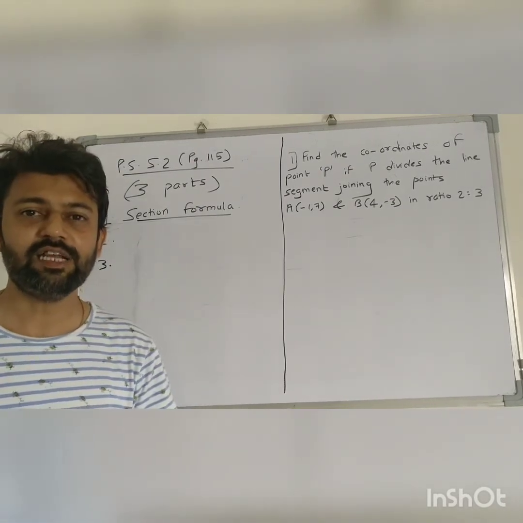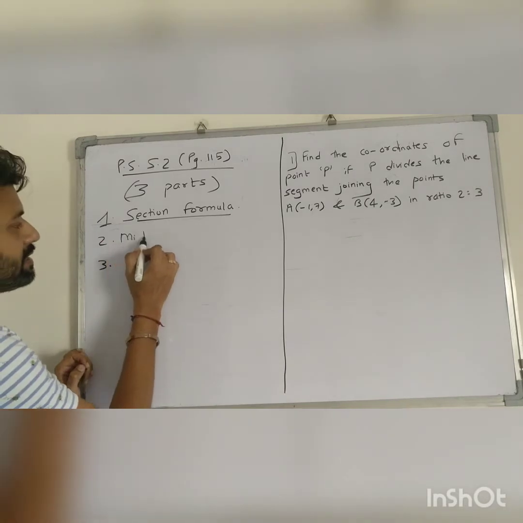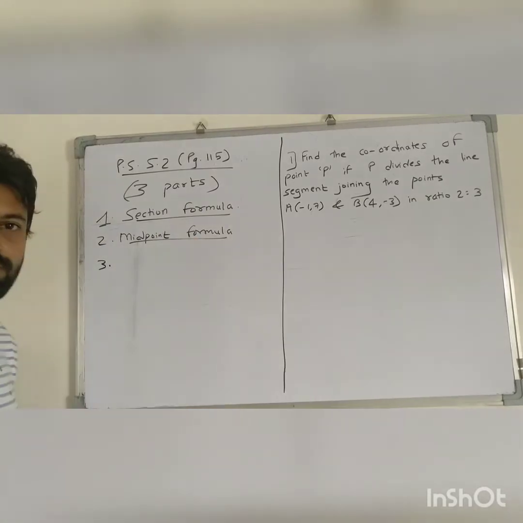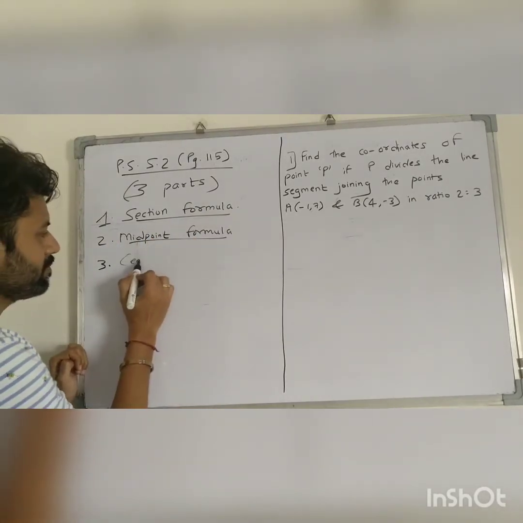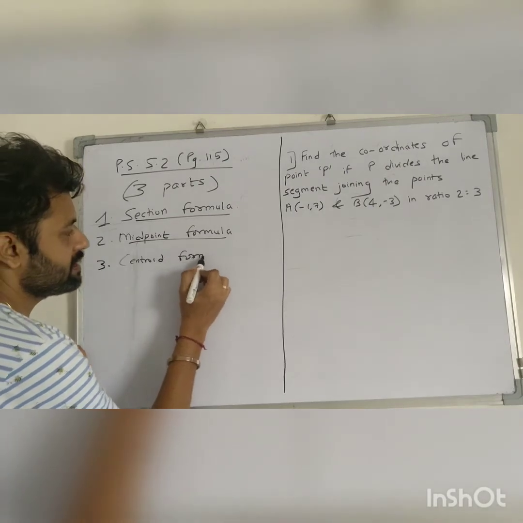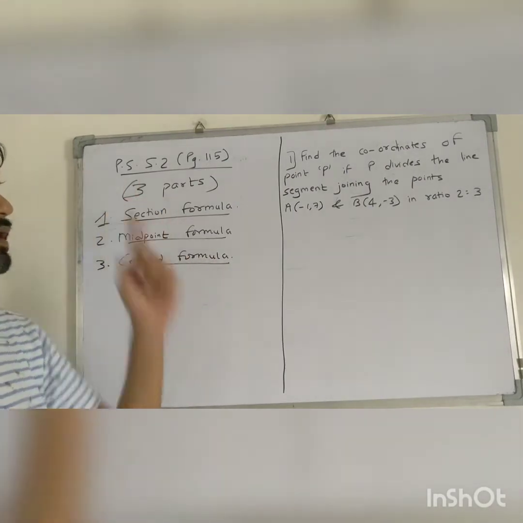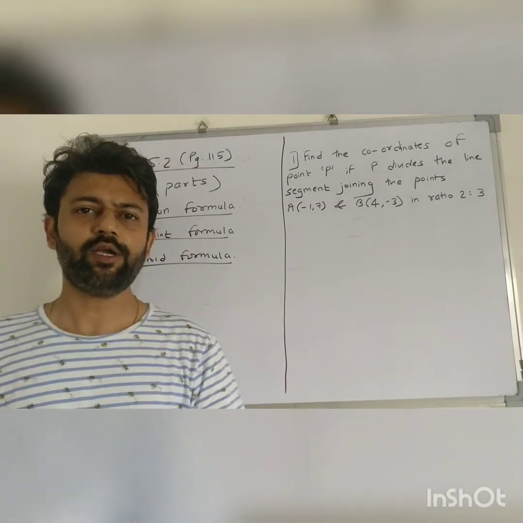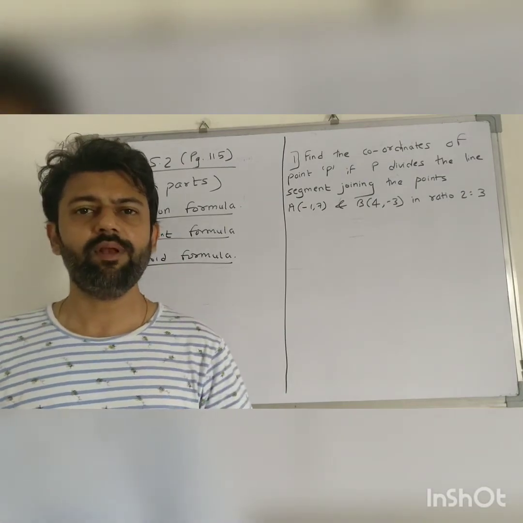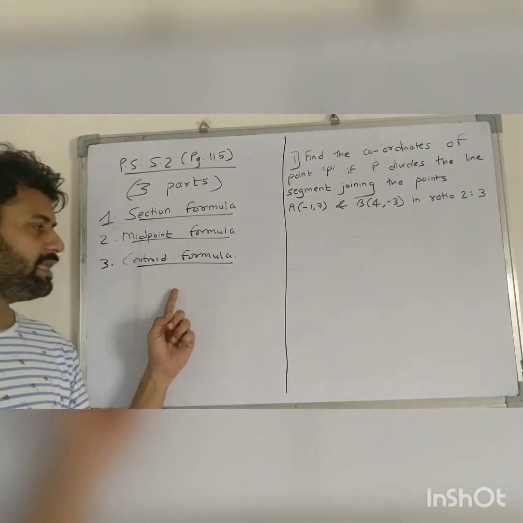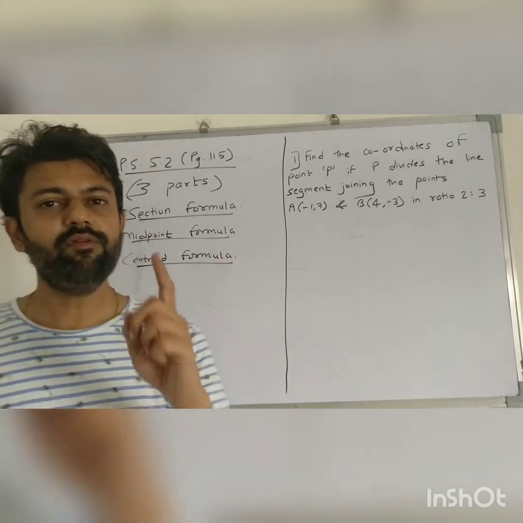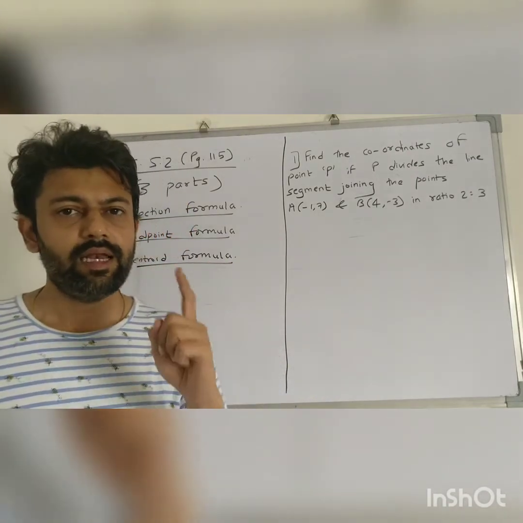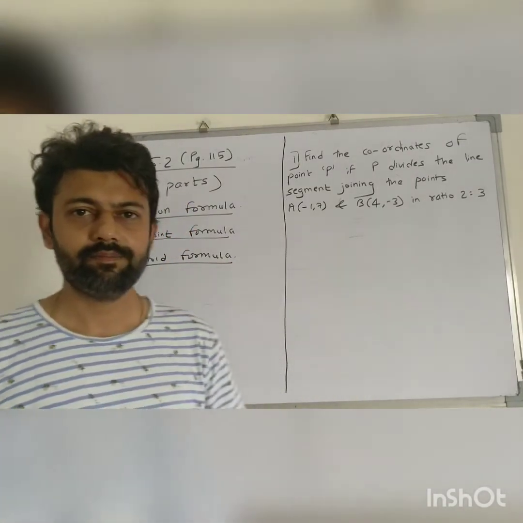The first part is section formula. The second part is midpoint formula. And the third part is centroid formula. Remember, these are the three parts we are going to study in practice set 5.2. The first is section formula, the second is midpoint formula, and the third is centroid formula. We will study each formula in detail. Let us first study the section formula.